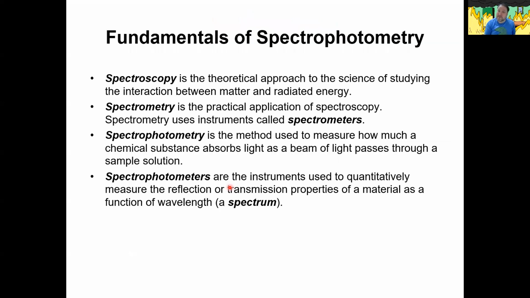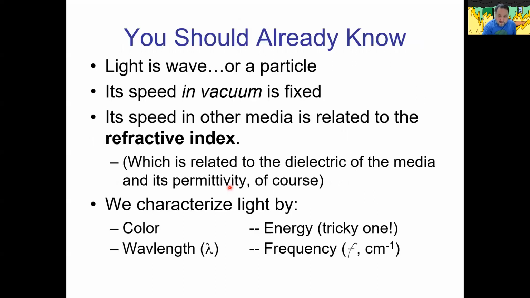So spectroscopy is the theoretical approach to the science of studying the interaction between matter and radiated energy. Spectrometry is the practical application of spectroscopy. Spectrometry uses instruments called spectrometers. Spectrophotometry is a method used to measure how much of a chemical substance absorbs light as the beam of light passes through the sample. So spectrophotometry is going to be a quantitative approach, a quantitative technique. Spectrophotometers are the instruments used to quantitatively measure the reflection or transmission properties of a material as a function of wavelength, and they will give you a spectrum as the output.